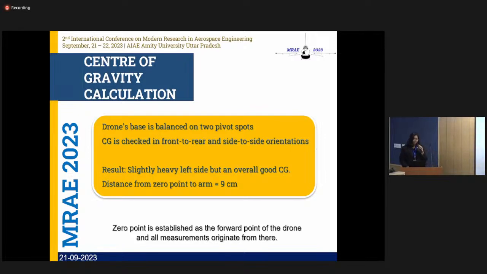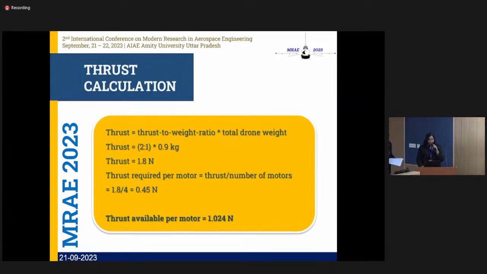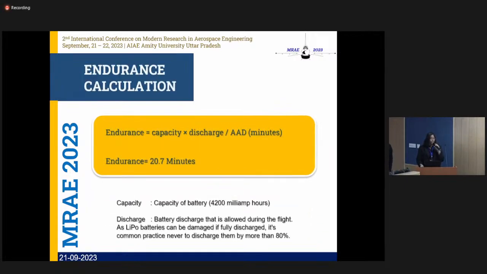Now, this is a CG calculation which we did, and after doing the calculation, it was slightly heavy on the left side because of the placement of the servo motor. Otherwise, it had an overall good CG. Then there is the thrust calculation. We took the thrust to weight ratio as 2:1. Then the endurance calculation, and we had a formula for this as well. Upon testing, we could easily fly it for 25 to 26 minutes without any compromise in performance.